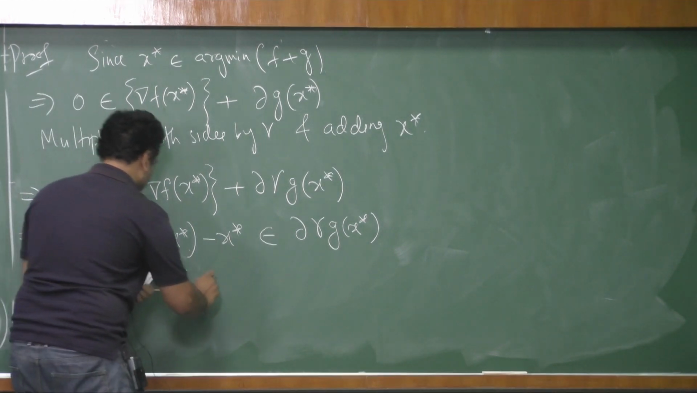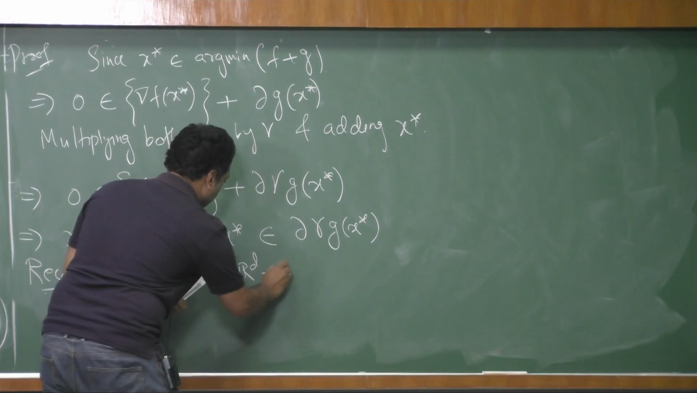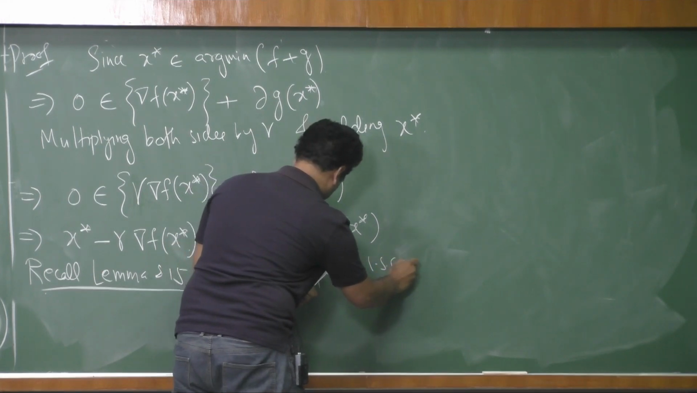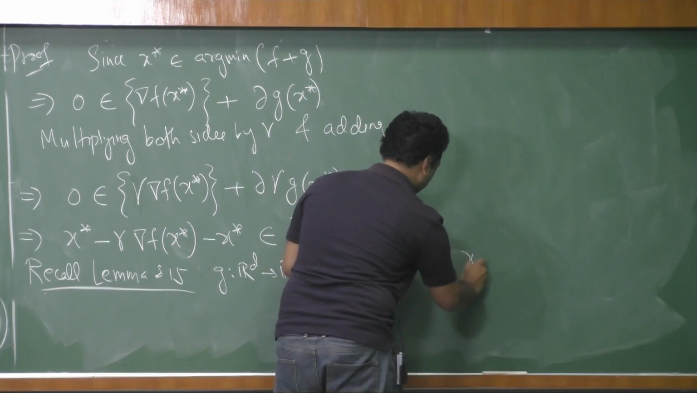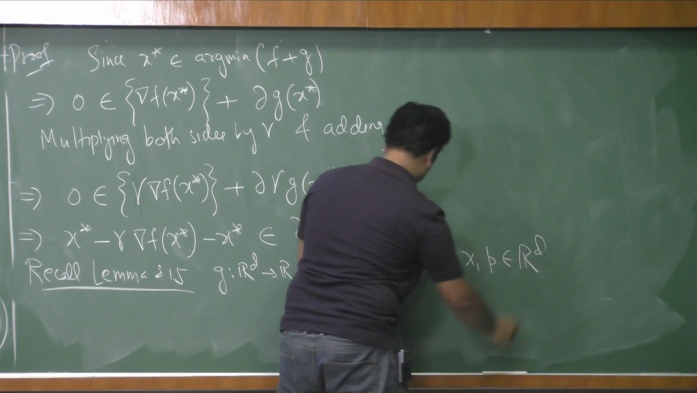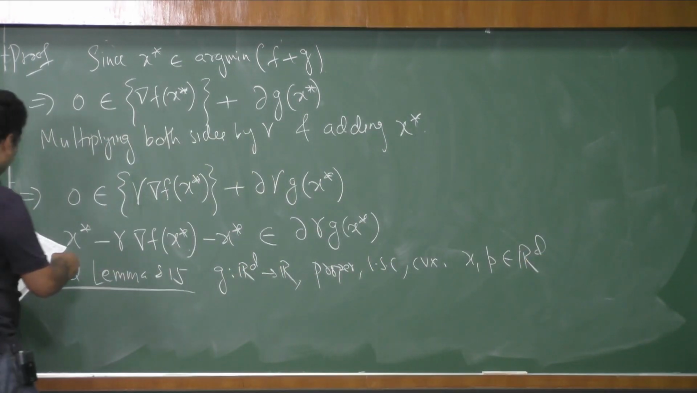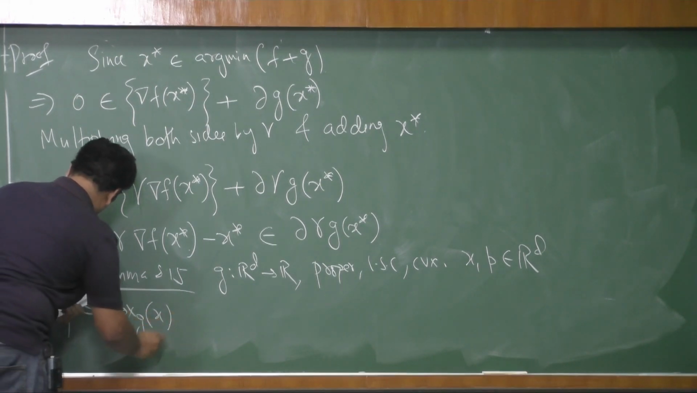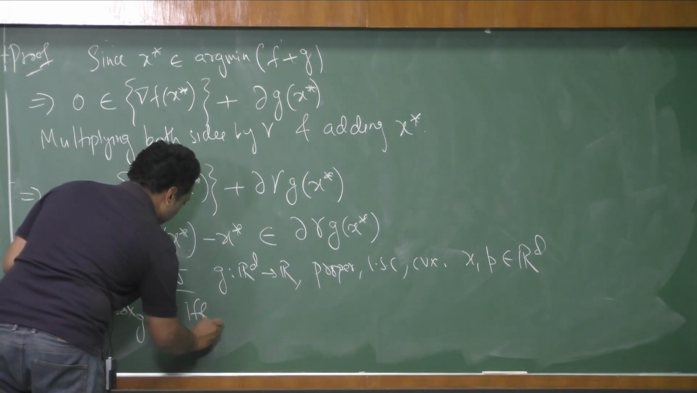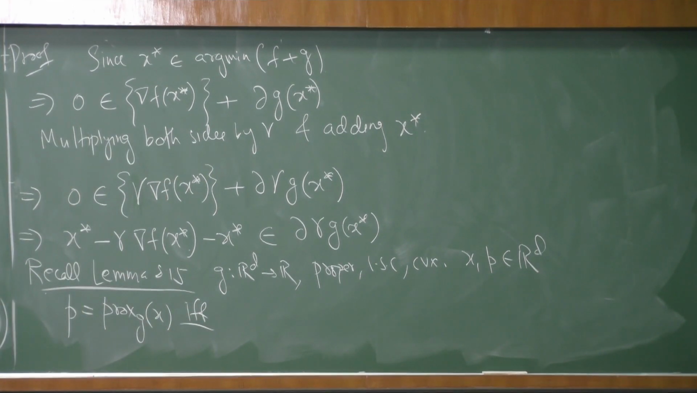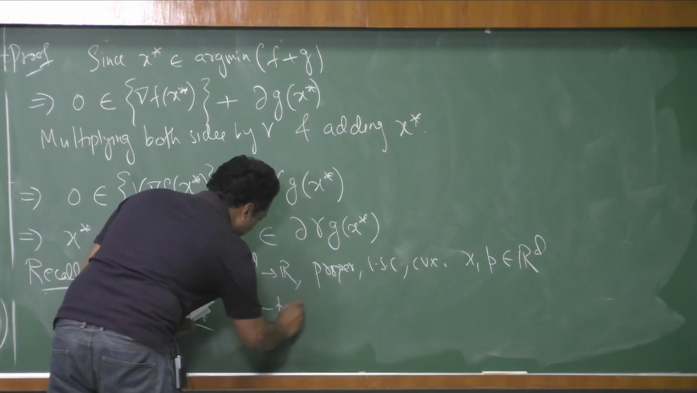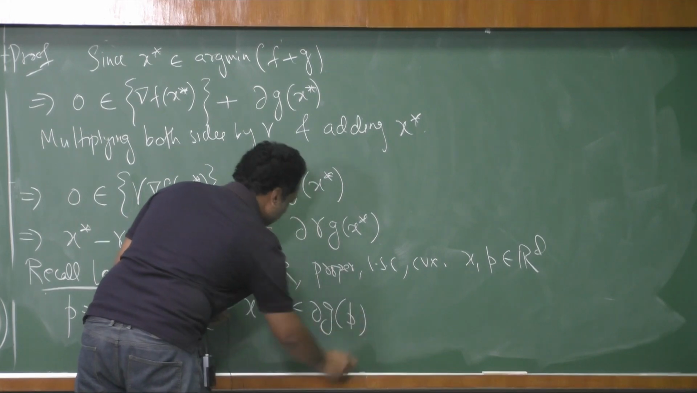And this lemma says that g from R^d to R is proper, LSC, convex, x and p in R^d, and p is equal to the proximal of g at x if and only if x minus p is in the subdifferential of g at p, right? So x minus p is in the subdifferential of g at p. This we did in the last class.